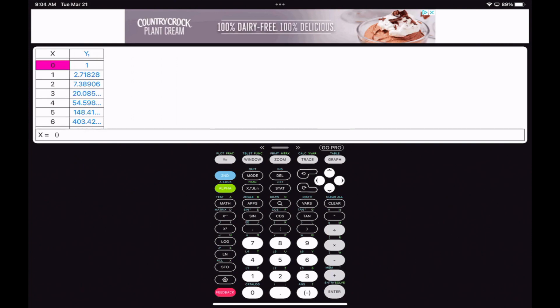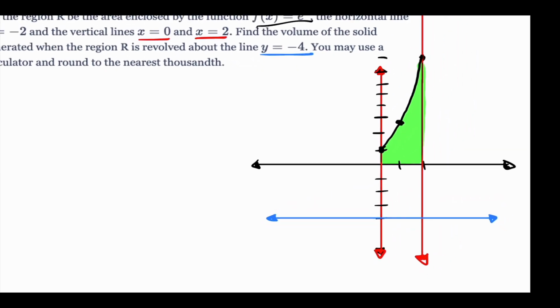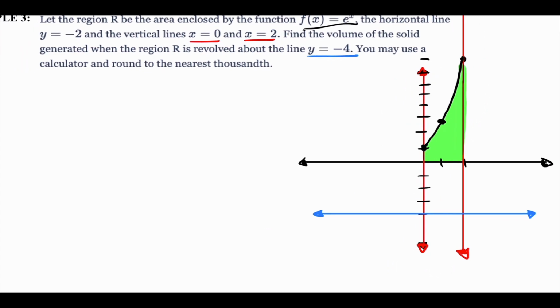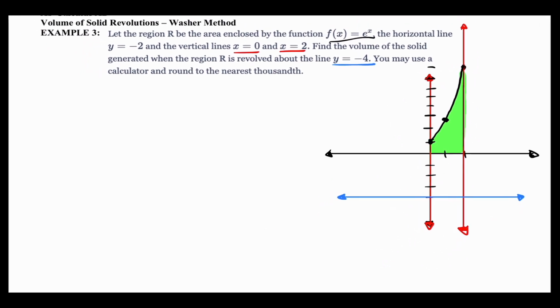Okay, so this area is not very big. It's not very wide, but that's the area we're looking at there. The axis of revolution is y equals -4. So that's where we're extending from. So you can see the gap here. The axis of revolution and the green are not touching, so it's going to be washer method.